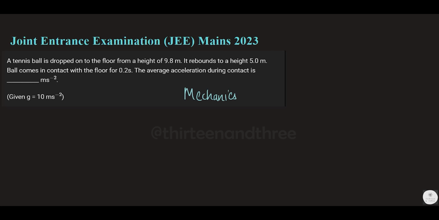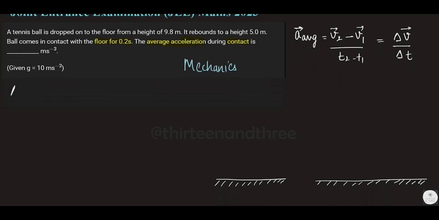A tennis ball is dropped onto the floor from a height of 9.8 meter. It rebounds to a height of 5 meter and the ball comes in contact with the floor for 0.2 second. We need to find the average acceleration during the contact. First of all, what is the formula for average acceleration? We know that it is (v2 minus v1) upon (t2 minus t1). We can also write it as del v vector over del t. We are given that del t is 0.2 seconds.